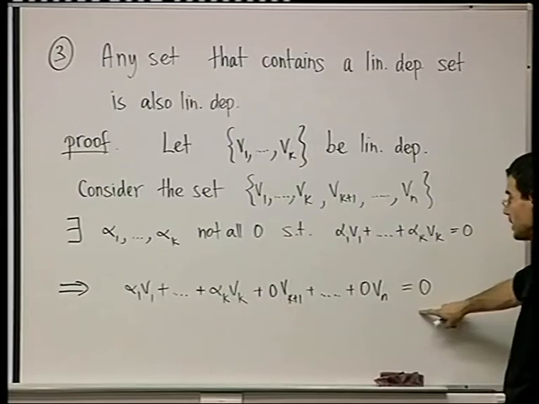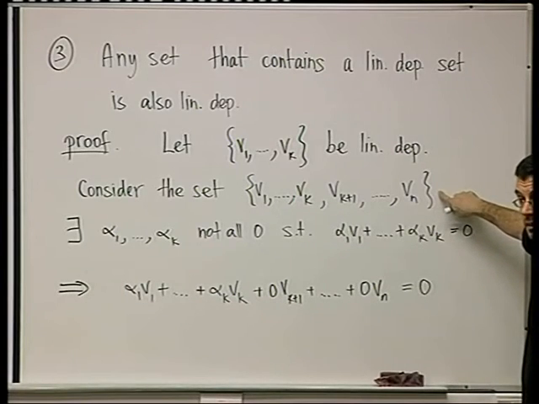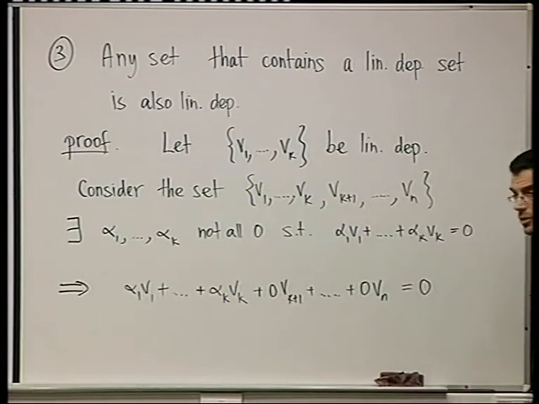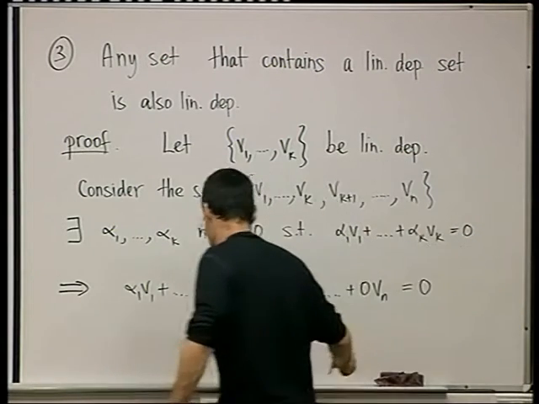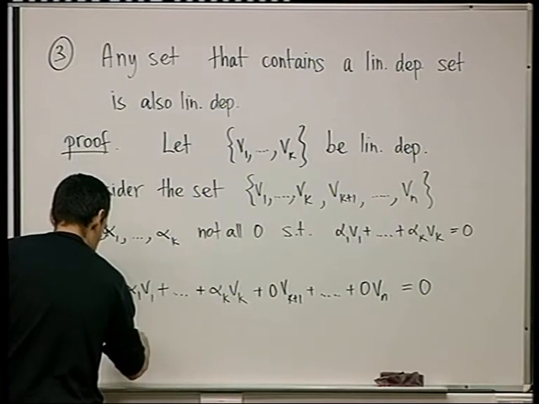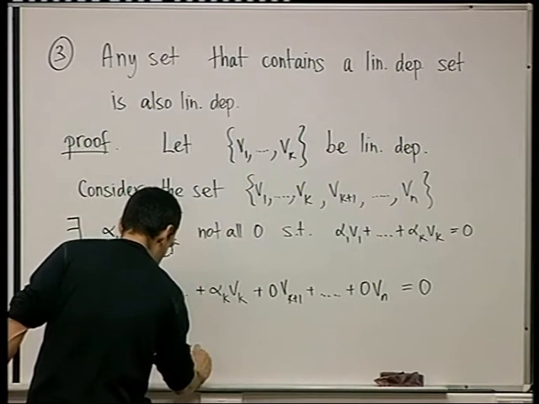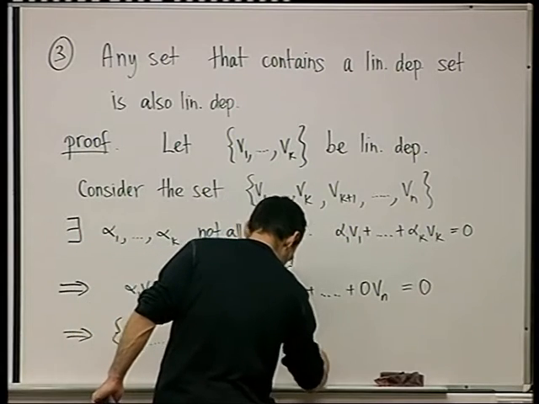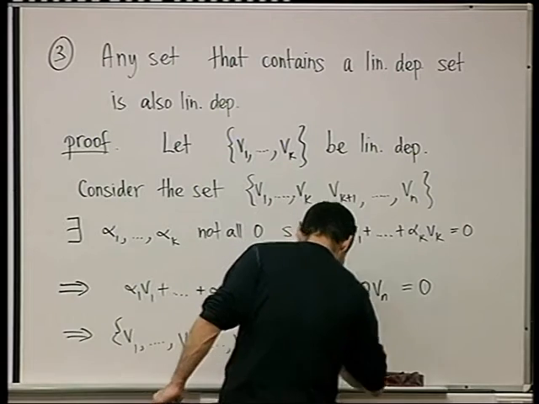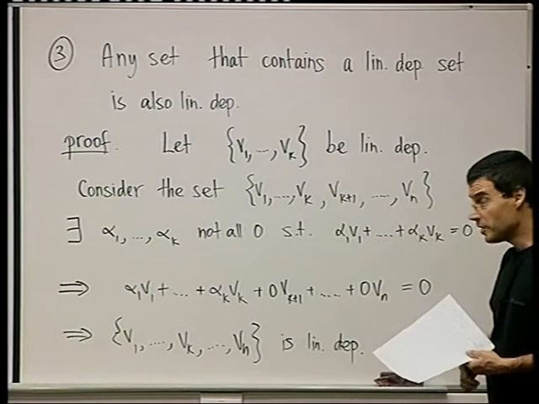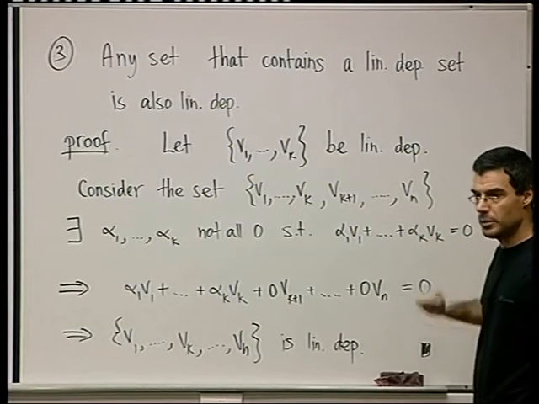You have a linear combination of all the guys in the bigger set which gives 0, where not all the coefficients are 0, because not all these alpha i's are 0. Do you see that? So we have a linear combination that gives 0, and this implies that v1, vk, all the way to vn is linearly dependent. Good? Once again, very basic, very useful.